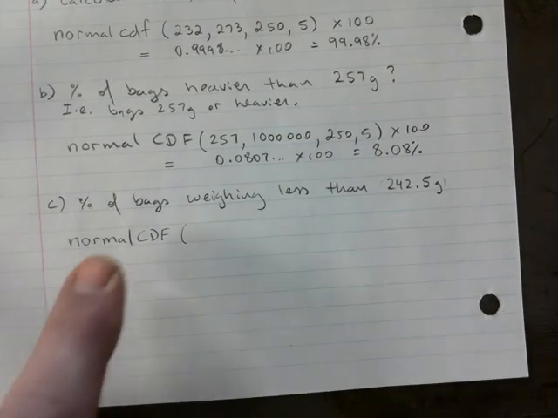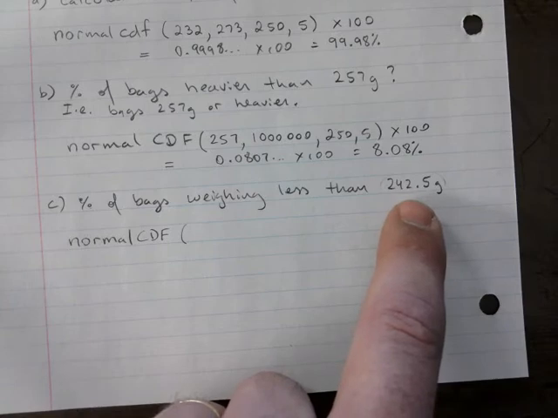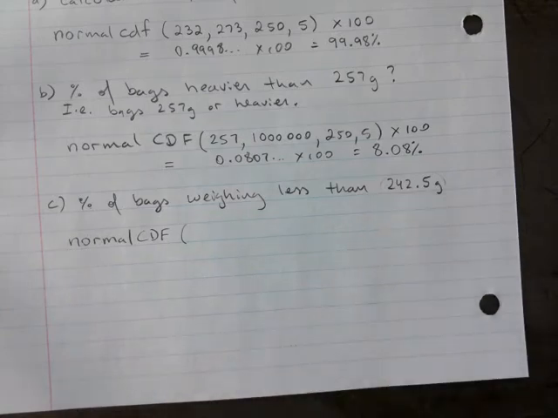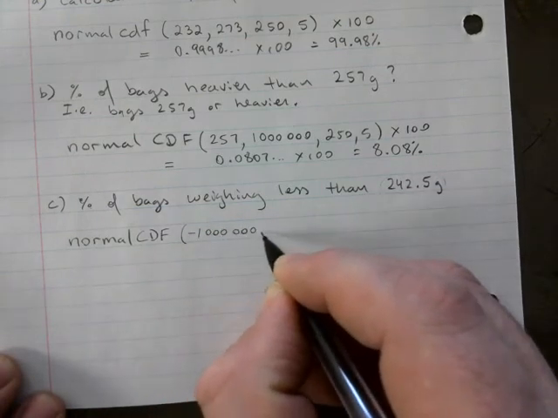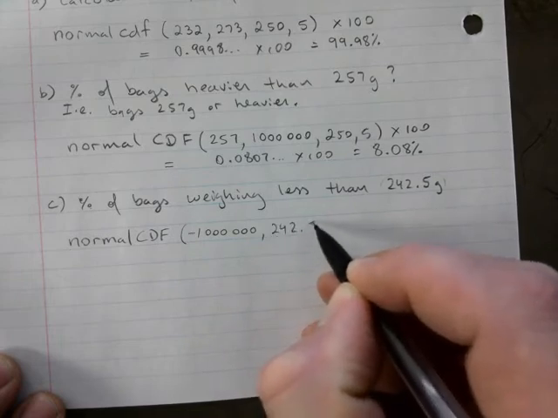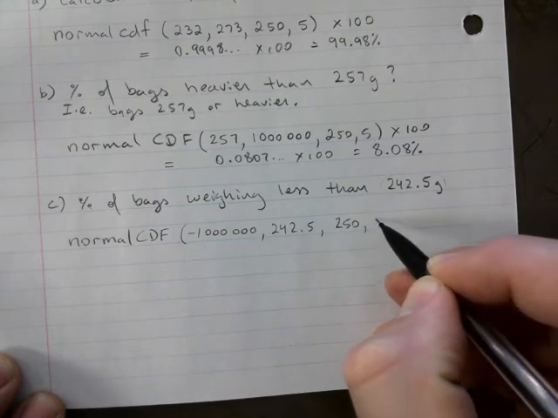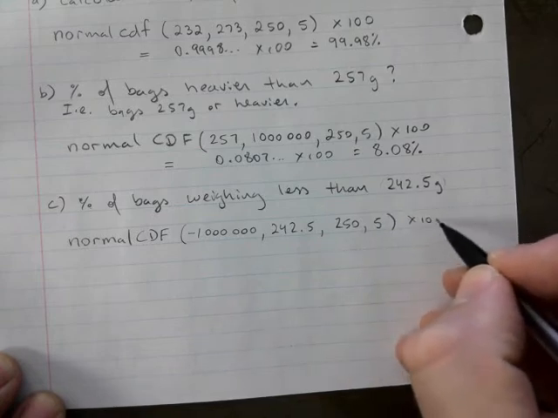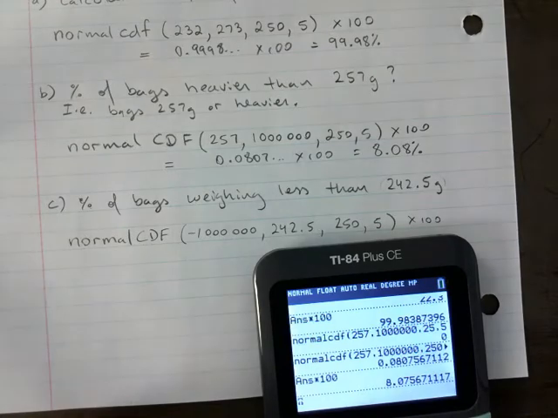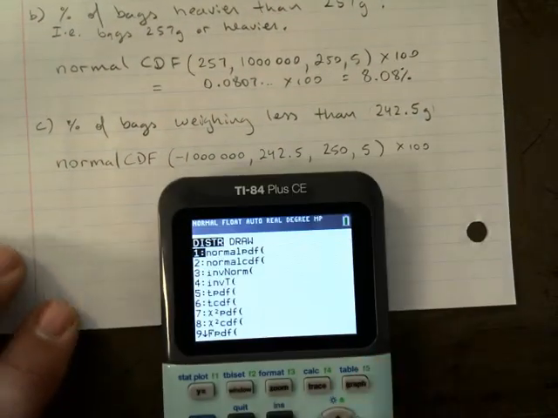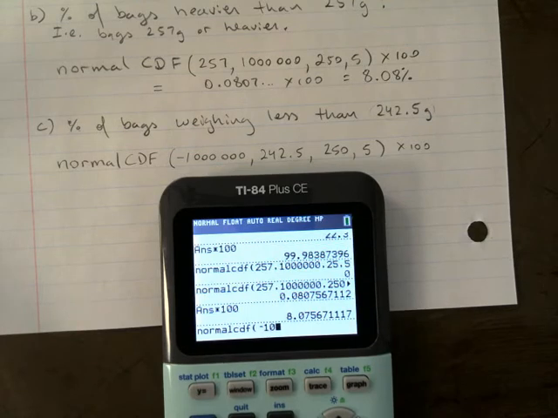You want bags that weigh less than 242.5. So in this case, 242.5 is like your upper limit. Does that make sense? It's my upper limit. So I'm going to go minus 1 million and put down 242.5 followed by mean and standard deviation like that. I'm going to multiply that by 100. And I'm just going to go second vars. I'm going to go NormalCDF minus 1 million.